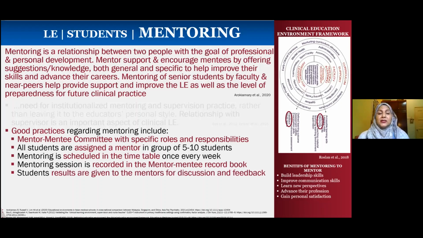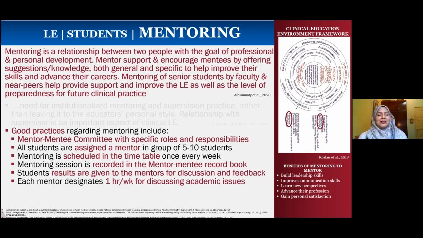The students' results are given to the mentors for discussion and feedback. In some places the results are not displayed on the students' notice board. The results go to the mentors, and the students have to come and see the mentors to get those results.